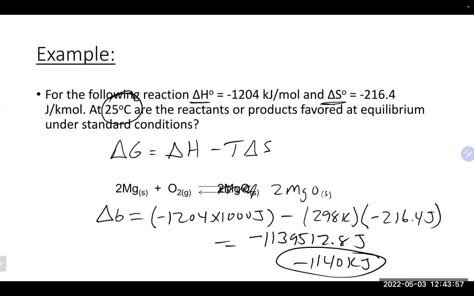Yeah, so that means we have a delta G that is negative, which means the reaction is spontaneous. And if it's spontaneous, that means that as the reaction is written, it is going towards the product side, and we would favor, in this case, products.